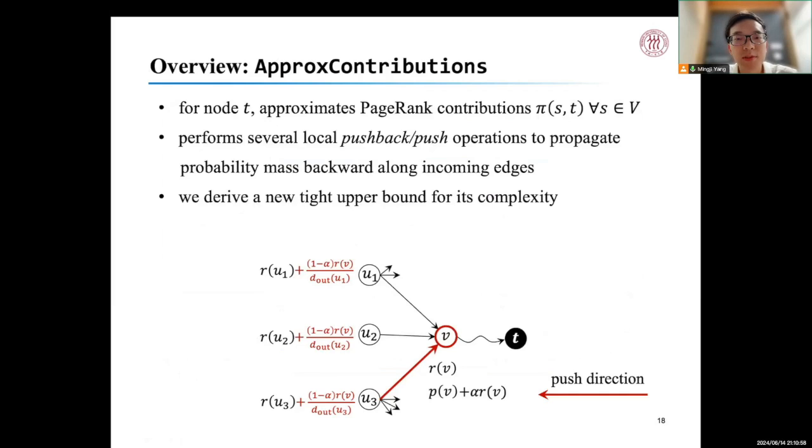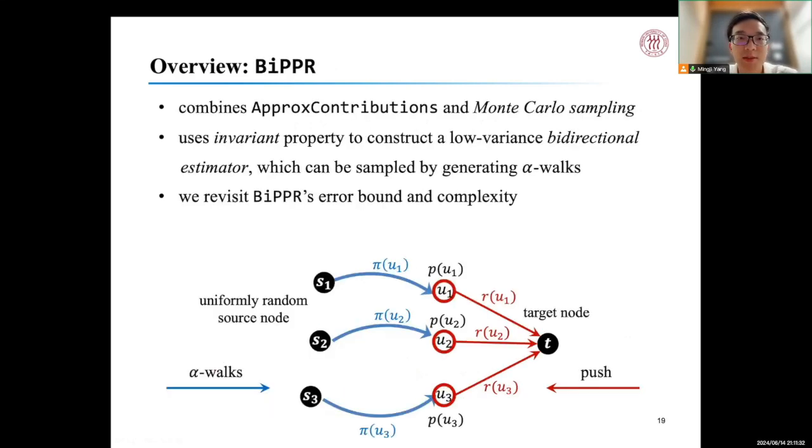Overall, approx contributions receives a node T as input, and it approximates PageRank contributions from all nodes to the target node T. And it does so by performing several local pushback or simply push operations to propagate the probability mass backward along incoming edges. And in this work, we derive a new and tight upper bound for the complexity of approx contributions, which has remained undiscovered for years. And actually, BiPPR has found an elegant way to combine approx contributions and Monte Carlo sampling, which is a basic technique in designing sublinear time algorithms.